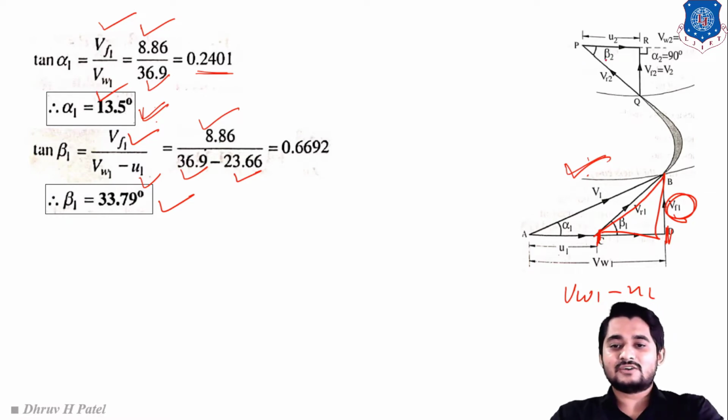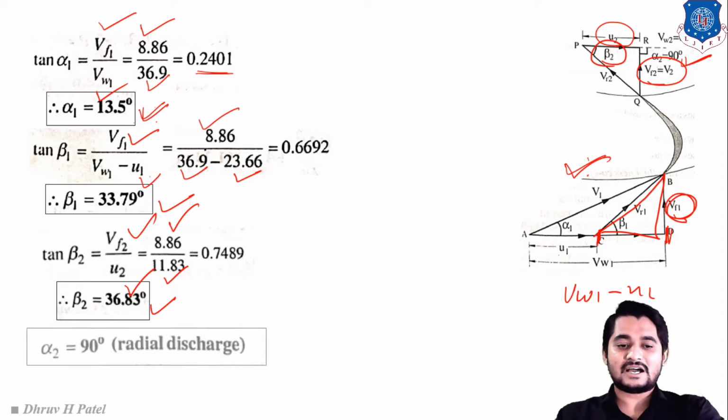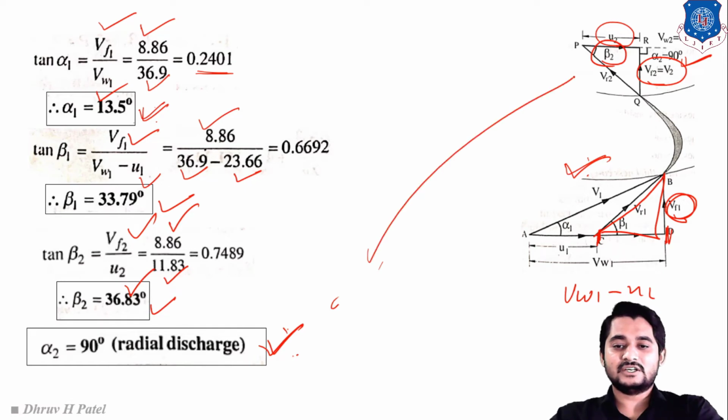Now in the outlet velocity triangle, we have to find tan beta 2. The opposite side is V2 or Vf2 and the nearer side is U2. So tan beta 2, that means Vf2 divided by U2, is equal to 8.86 divided by 11.83. So we can find beta 2 is 36.83 degree, and then alpha 2. Remember this: for radial entry or axial outlet, alpha 2 is always 90 degree from the outlet velocity triangle.